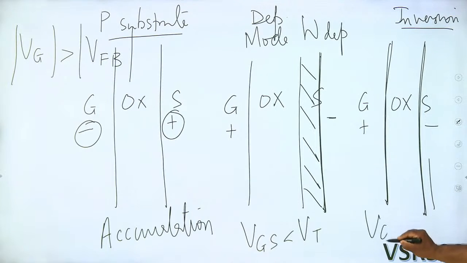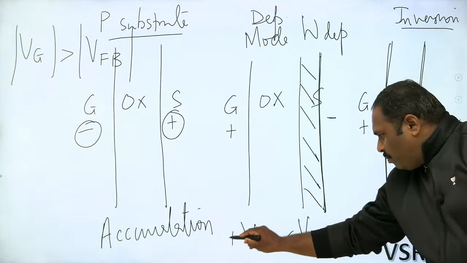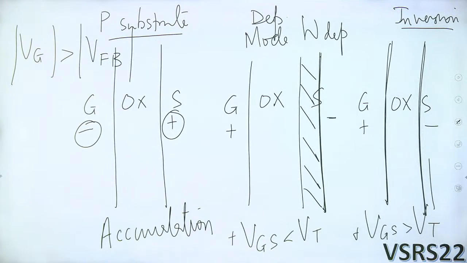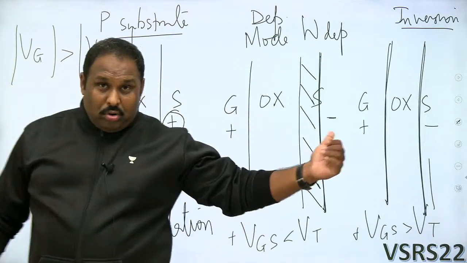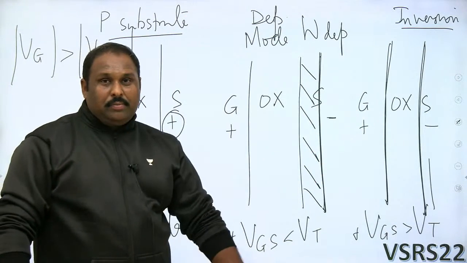This is when VGS is greater than VT. Positively. You can't get a better summary than this. Get me any complex question tomorrow. I'll teach it on this basis.